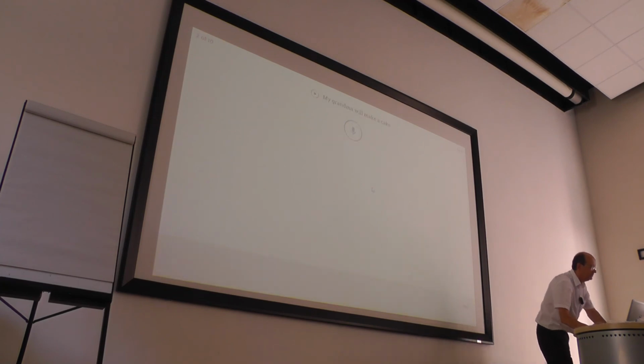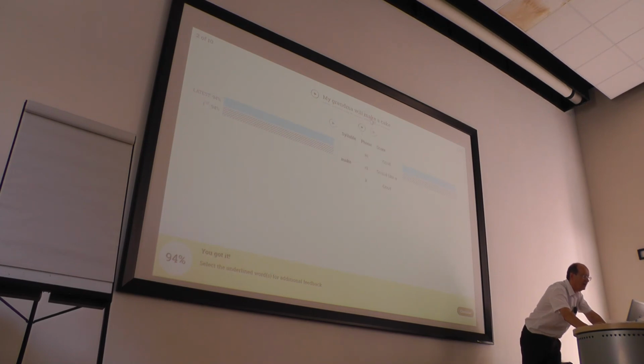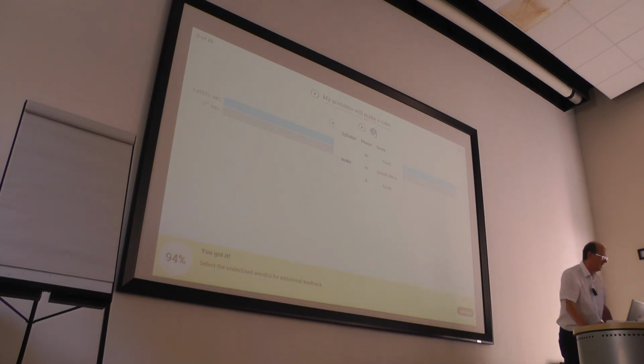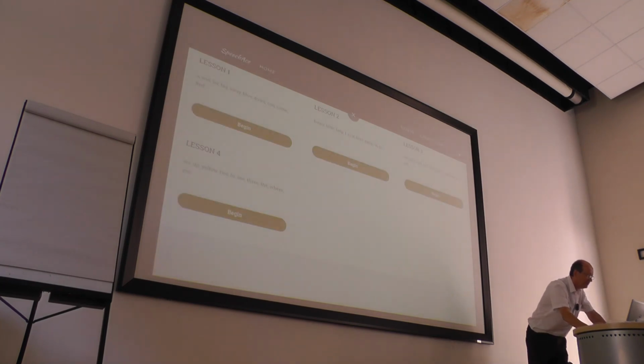Let's make a deliberate mistake. So my grandma will make a cake. Let's mispronounce make. My grandma will mark the cake. And I got 94% on that. But if you look, you see it's underlined make, which is in red, and it says the expected A, and the M and the K were good, but the A sounded a bit like R for some reason. So instead of make, I said mark. Oh dear, I've definitely got it wrong. So I'm still on 94%.